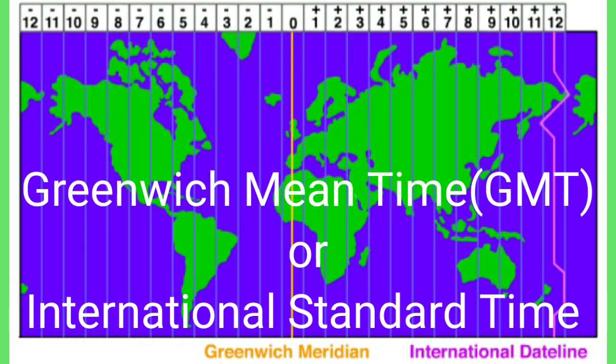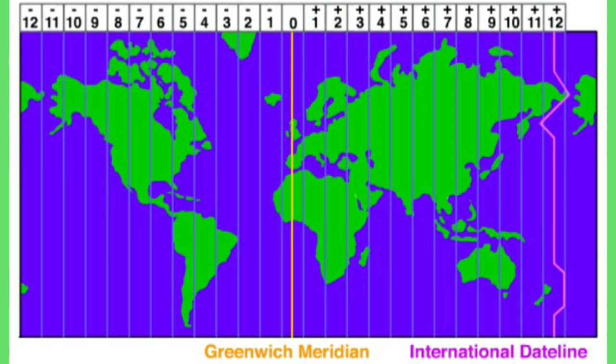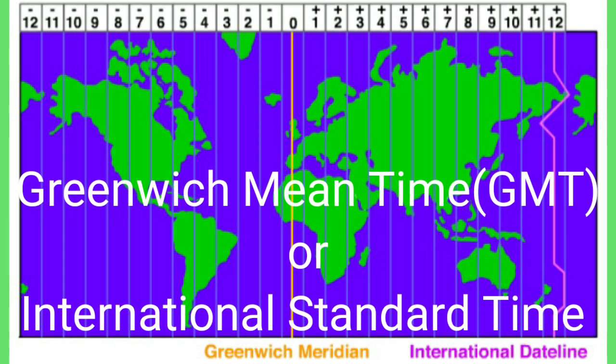What is GMT? GMT means Greenwich Mean Time. Look at this world map. Here we observe 0 degree longitude. This longitude is taken as GMT. It is also known as International Standard Time.